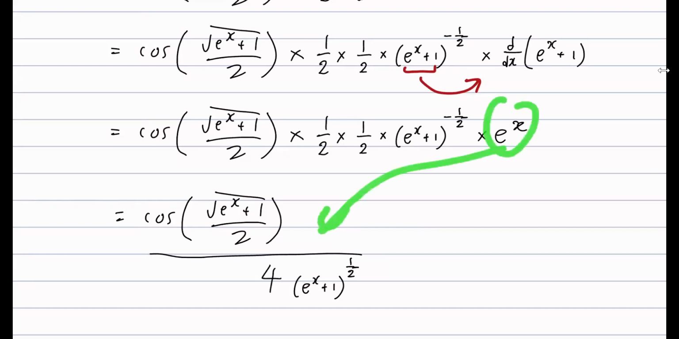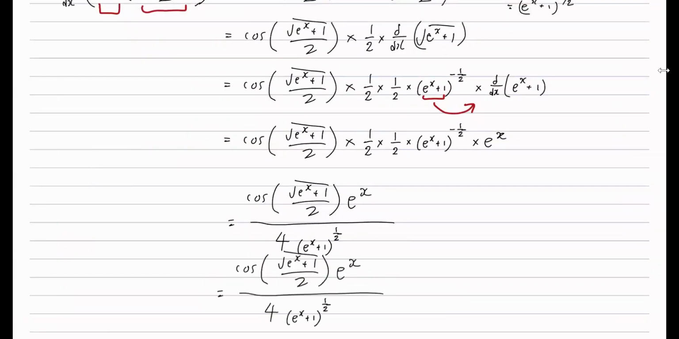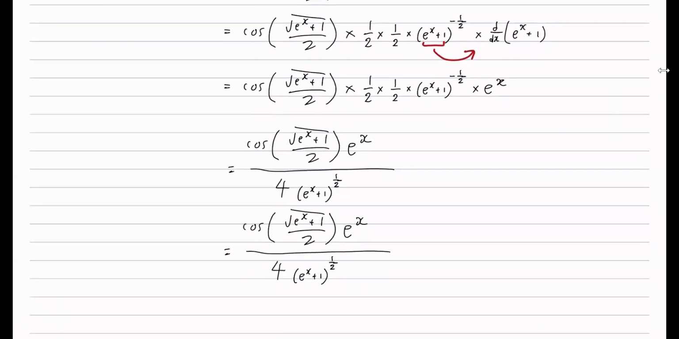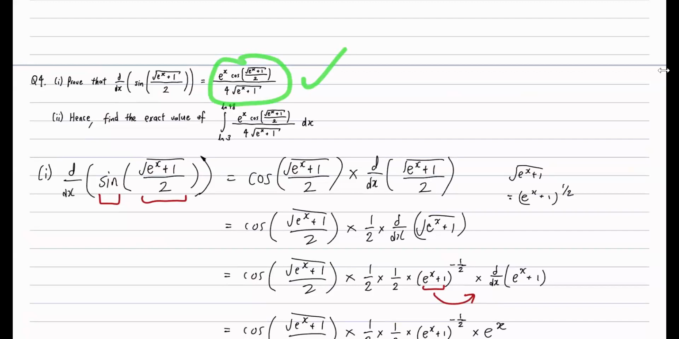e power x goes to the side. Okay, good. Let's just make it look nicer. So now I have this guy equals cosine something times e power x. This guy power half becomes a square root. Let's see if it's the same as the question. Yes, it is the same. e power x multiplied by the cosine of that thing, all divided by 4 times square root e power x plus 1.